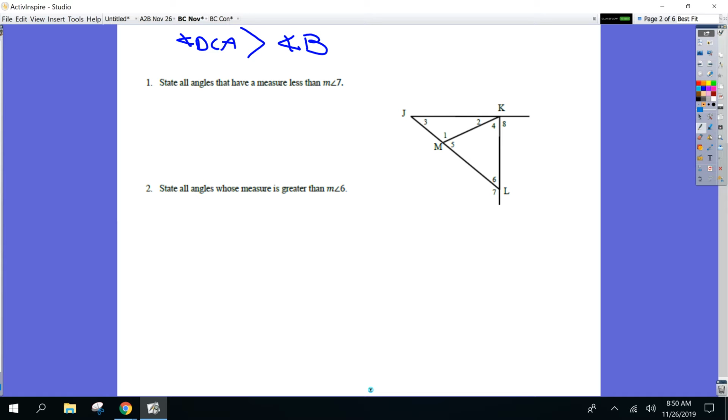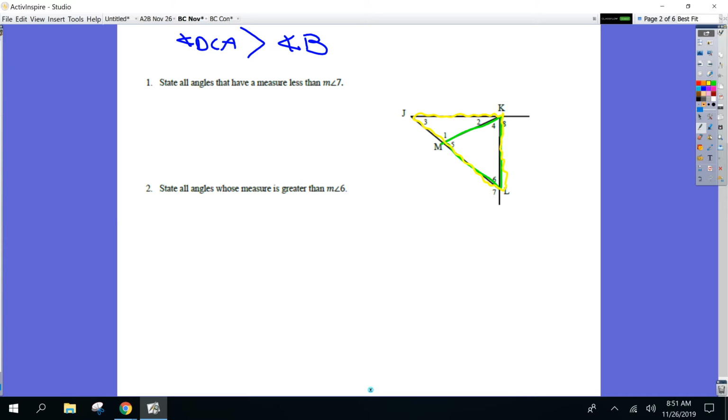State all angles in my diagram that are less than angle 7. I will give you a little kickstart here. Everyone agree angle 7 is an exterior angle. Name the triangle it's an exterior angle for. MLK is one of them. So it's an exterior angle for this triangle, which means it should be bigger than the two remotes. And it's also an exterior angle for a second triangle in here. The big one, JKL.